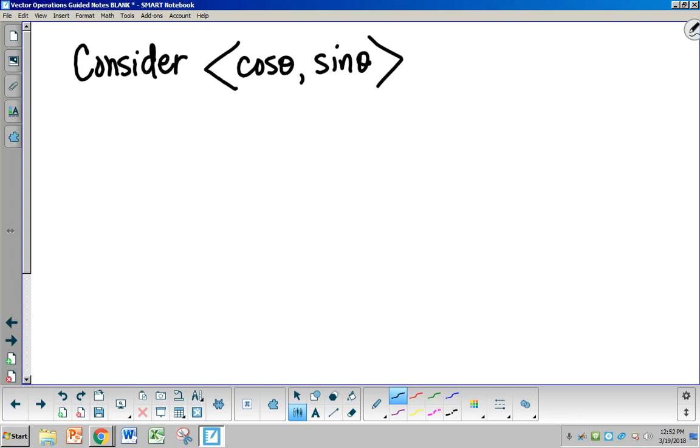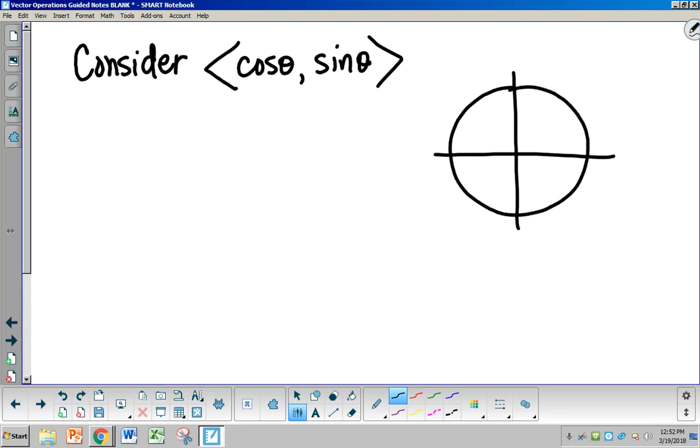Where have you seen that before? If this is in standard position. Didn't we see cosine squared x plus sine squared x? Right. It's the x and y for things on the unit circle. So this could be a position vector pointing at a point.